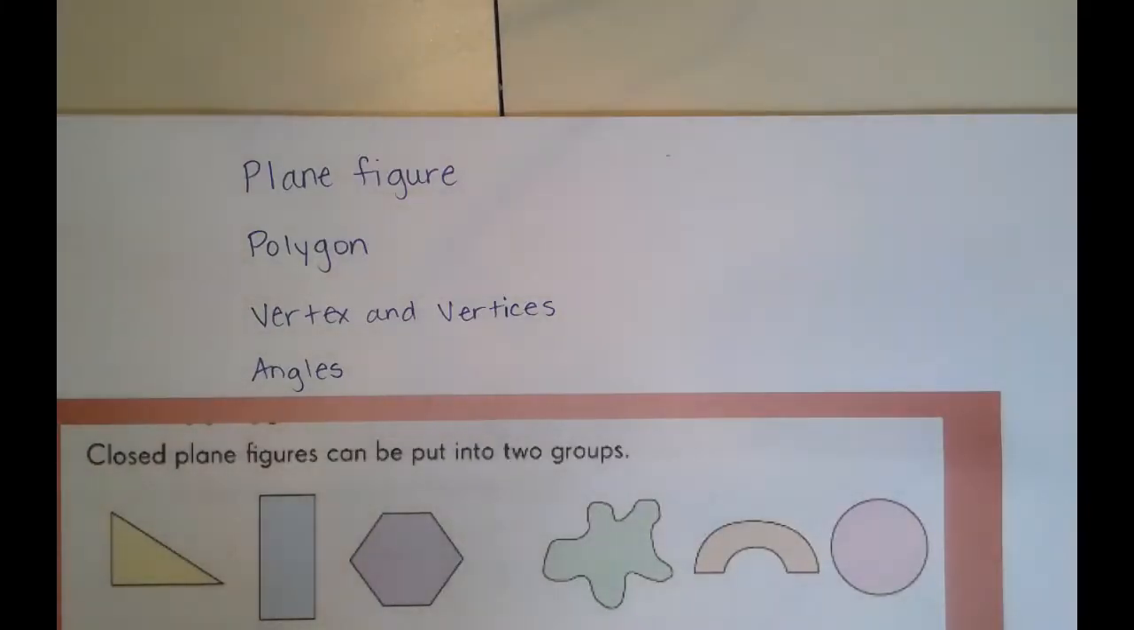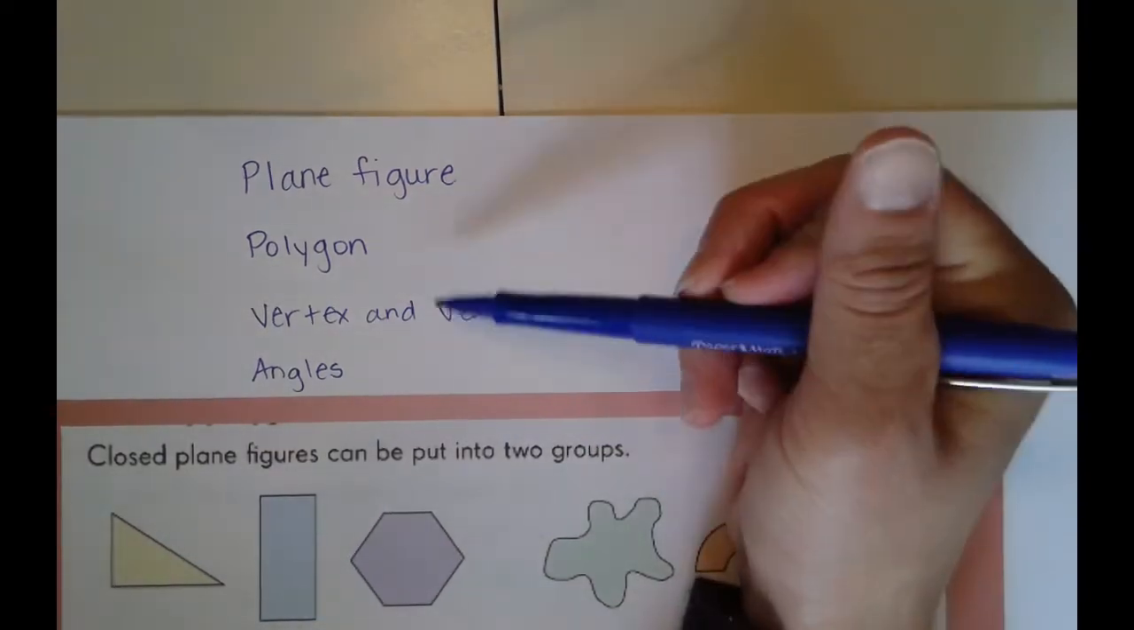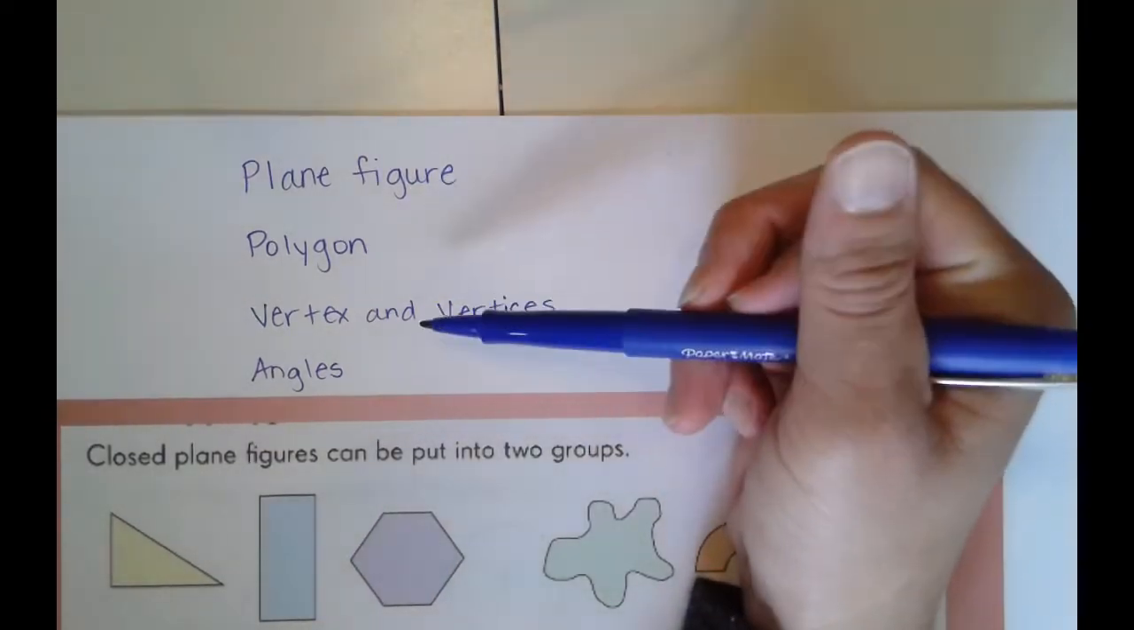Hello, third graders. Today we are going to spend some time talking about shapes. We're going to focus on flat shapes here in third grade. We're not going to really spend any time on three-dimensional shapes. So, I have some vocabulary words for you that you're going to need to learn as we discuss shapes, and I have them listed up here. We're going to talk about what each of these words mean.